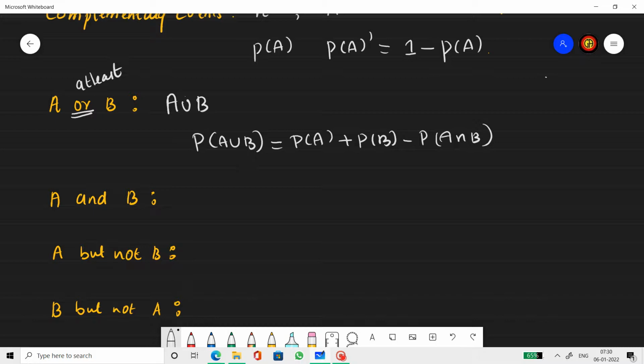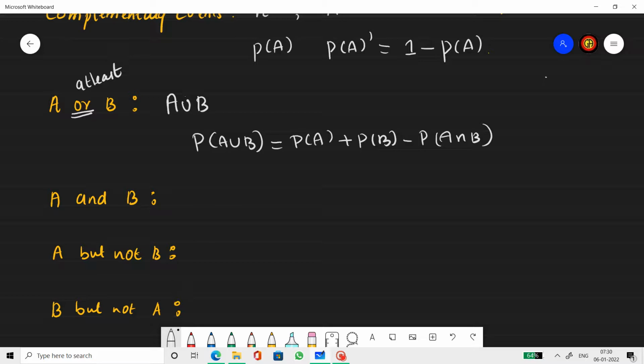In sets we learned the same addition theorem, but it used to be in cardinal number form. It used to be n of A union B equals n of A plus n of B minus n of A intersection B. Here we are dividing the entire theorem by n of S, so we get them in terms of P, which is probability.